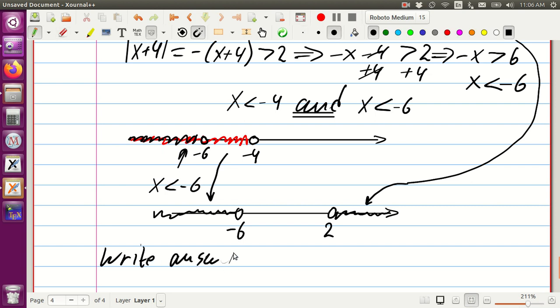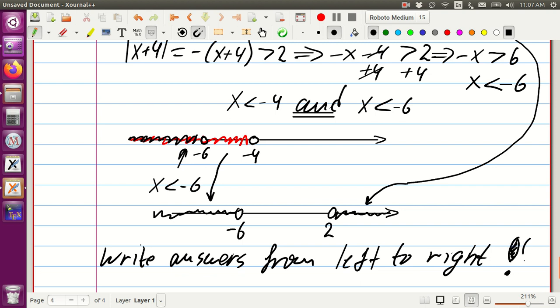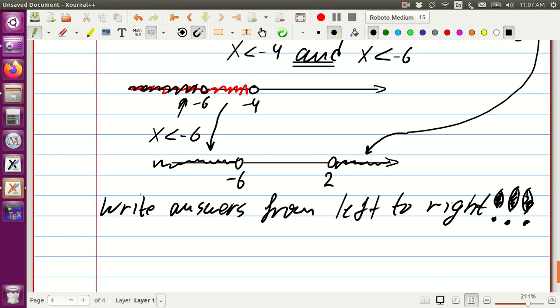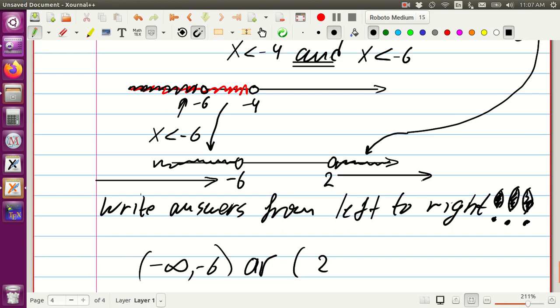Write answers from left to right. This is very important. So let's try to write our answer. So we want to take the region from -infinity to -6. All right, so this would be written as -infinity, -6, or the interval from -2 to +infinity. Again, we're moving from left to right.